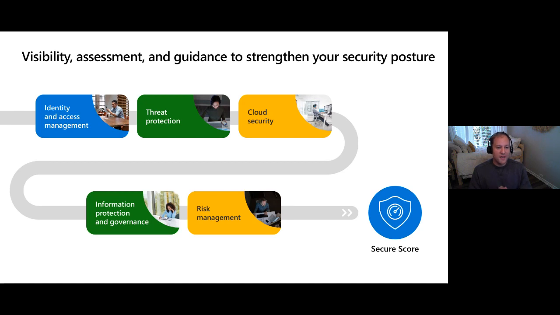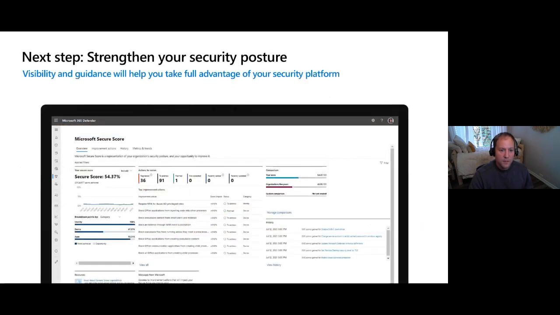Secure Score is something that every person that already has a Microsoft subscription, might be just Office 365 or Microsoft 365, you already are going to get recommendations within Secure Score. So let's take a look at what that looks like. Like I said, Secure Score gives you this visibility and guidance. And here's a screenshot of what it looks like.